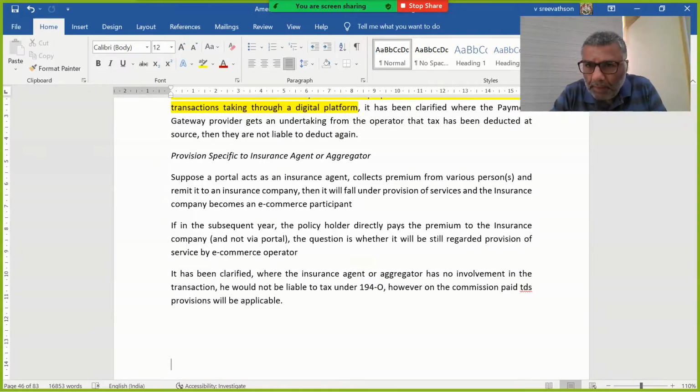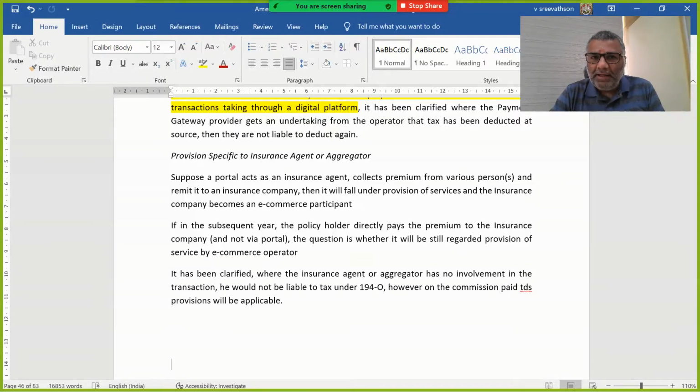Sir, the gross amount inclusions alone, can you explain again, sir? Which part? Gross amount inclusions means? Yes, sir.